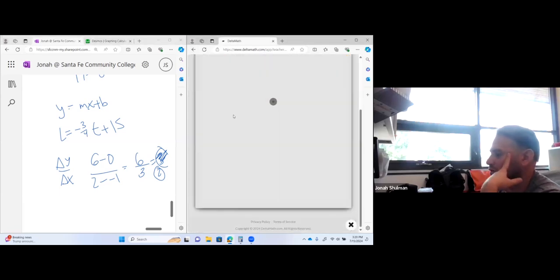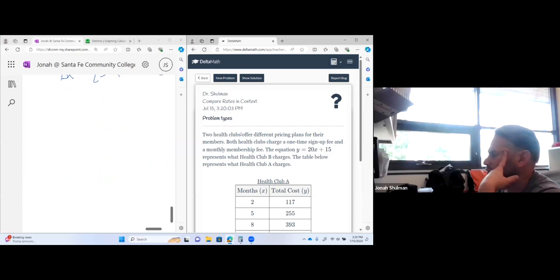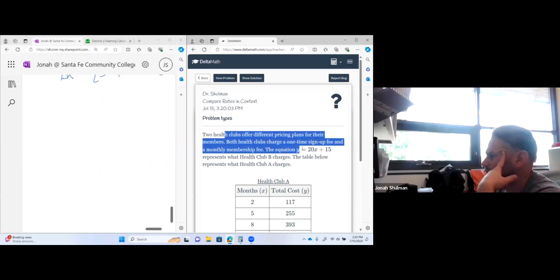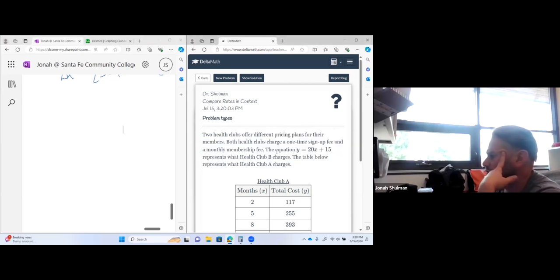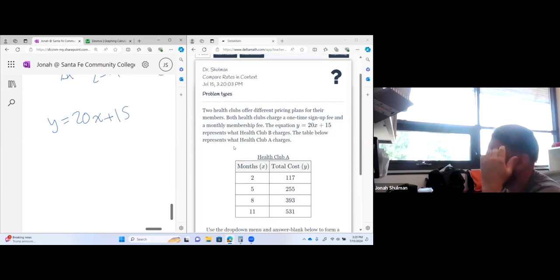All right, let's compare rates in context. Two health clubs both offer different pricing plans, both with a one-time sign-up fee. The equation represents health club B, and this is A. All right, so we just have to see which is bigger. So we have one equation, y equals 20x plus 15. Then we have this one, right? So for A, we need the slope. So this one is health club B. And then for health club A, we need the slope, which is change in y over change in x.